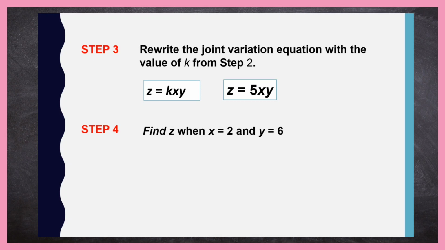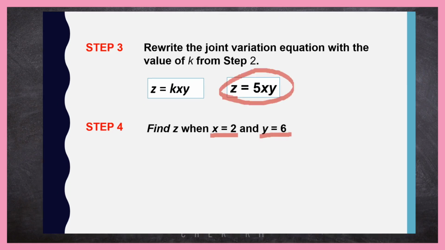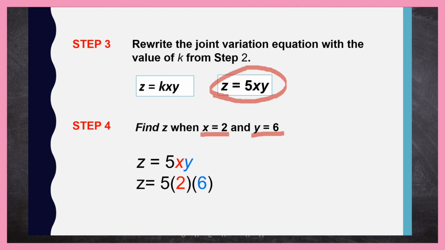Let us substitute the values of X and Y. Use Z is equal to 5XY. Then X is equal to 2 and Y is equal to 6. Then let us multiply 5 times 2 times 6. So the product is 60.